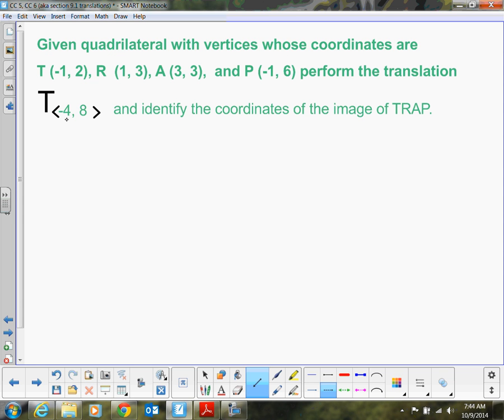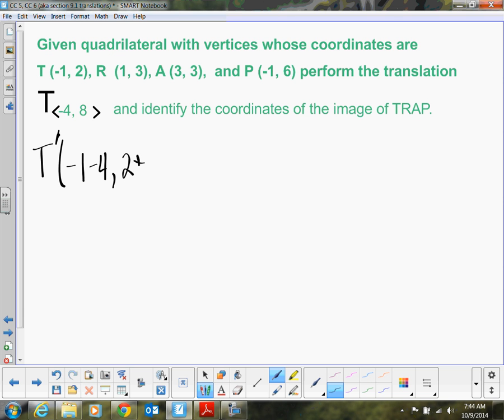What does this tell you to do? 4 down, 8 to the right, and identify the coordinates of the image. I'm not on graph paper, so we don't have to be on graph paper. So I'm going to say that T prime is going to be -1 minus 4 and 2 plus 8. Or my new T prime is going to be -5, 10. My R prime, let's see. Karen, you do R prime.